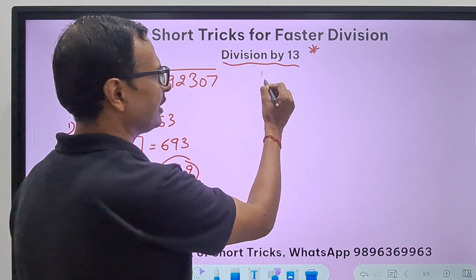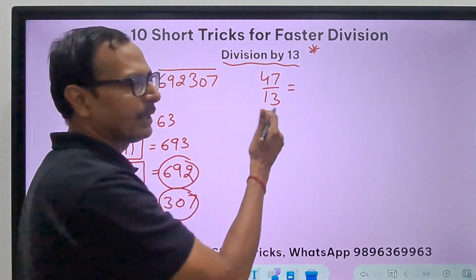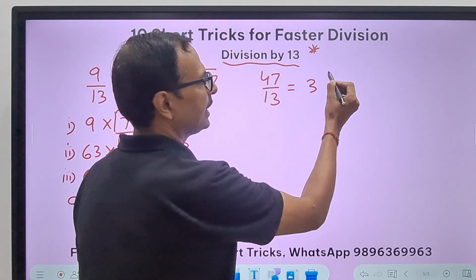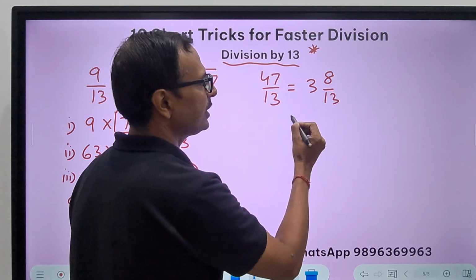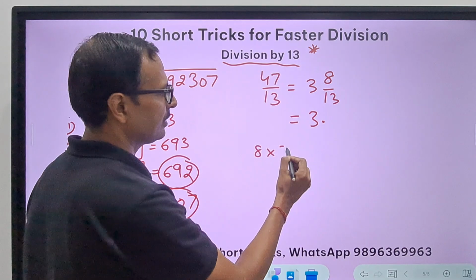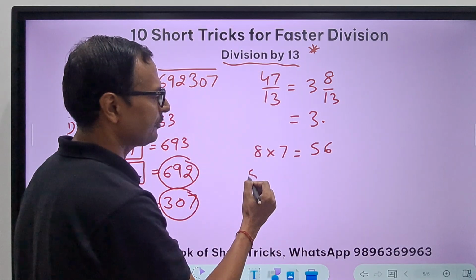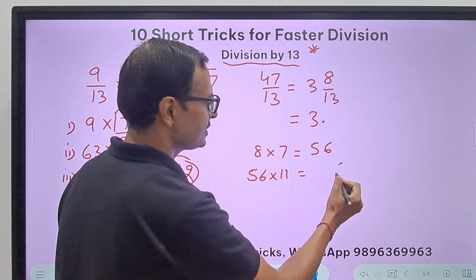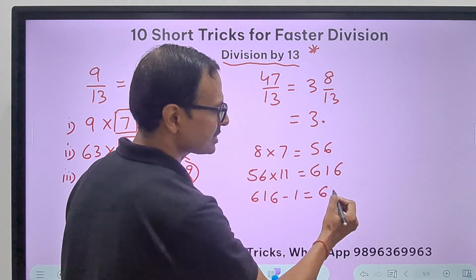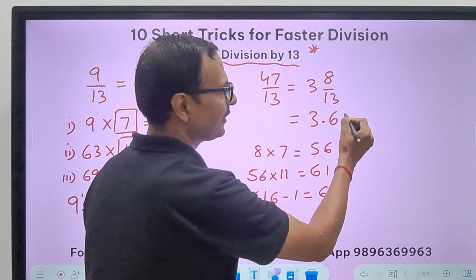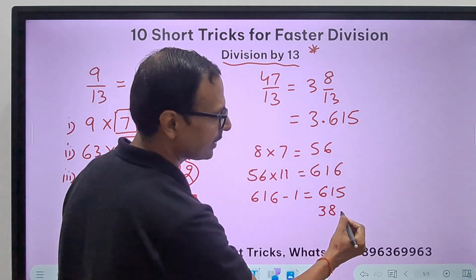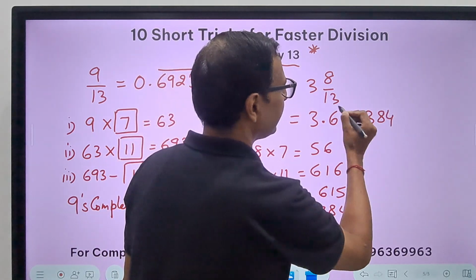Say I'll take only one more example, 47 by 13. Let's write it as a mixed number. 13 3s are 39. So 8, right? So 8 by 13. Now I know that my answer will be 3 point something. 8 times 7 is 56. 56 times 11, 616. And 616 reduced by 1, 615. Then 615 comes here, and the 9's complement, 9 minus 6, 3, 9 minus 1, 8, and 9 minus 5, 4, 3, 8, 4, and that's it.